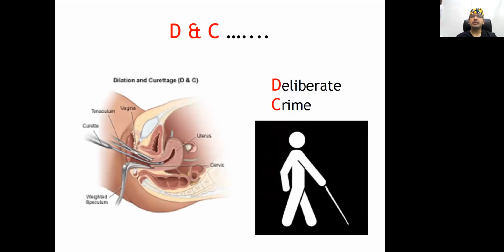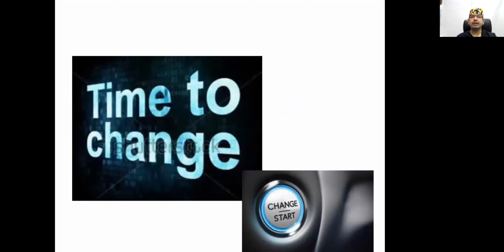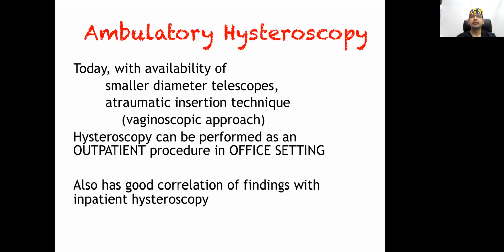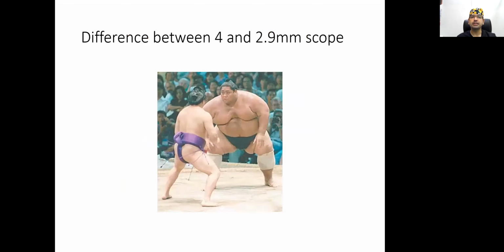So one is to stop D&C, which is nothing but a deliberate crime, and it's time to change from office gynec practice to office hysteroscopy practice, where there is no use of speculum, no volsellum, no dilatation, hence no pain. Ambulatory hysteroscopy today, with the availability of the smaller diameter telescope and the atraumatic technique, which is called the vaginoscopic approach, can be performed as an outpatient office procedure.